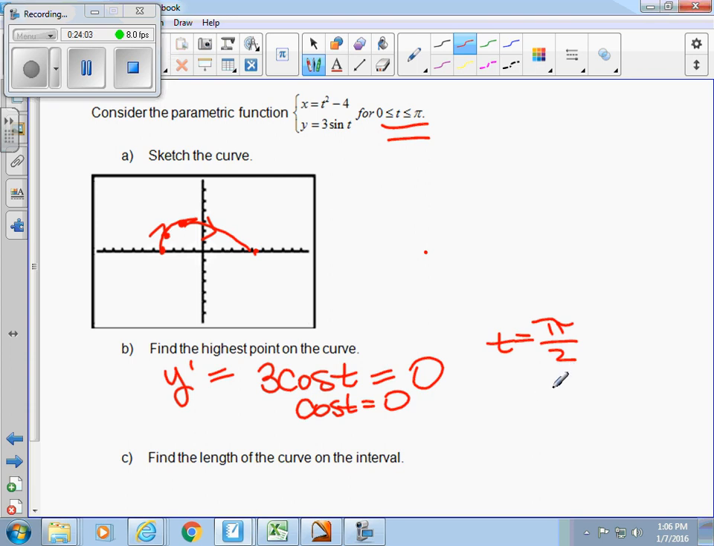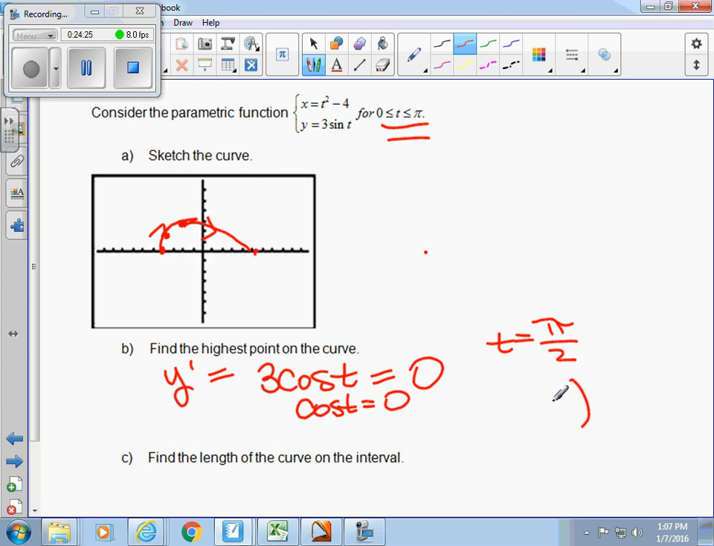No. What is that? That's the t value. How do I find the point? Plug it back in. Since it does say point, that leads me to think an x and a y value. If it did just say what's the highest value, then we would just need a y value. The y value would be 3, right?